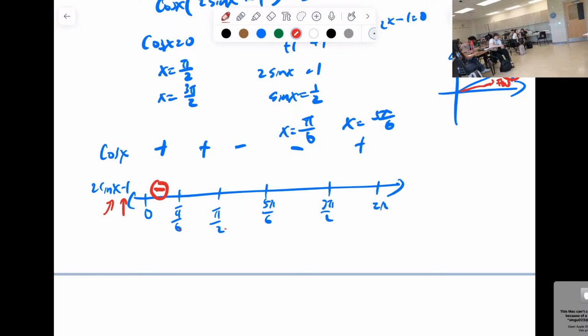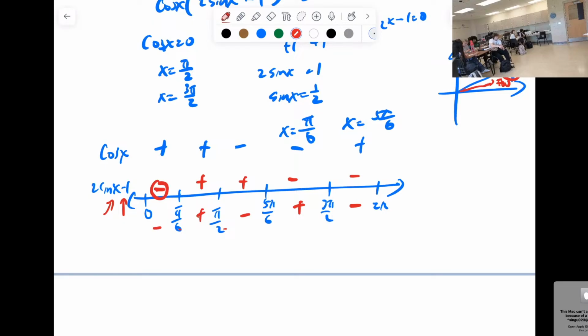How about pi over 6 to pi over 2? Well, pi over 6 gives 1/2. So we can plug in, let's say, pi over 4. If I plug in pi over 4, then it'll be square root 2 minus 1. That's positive. That's also positive. You can plug in pi here. That's going to give you negative. Negative, and that's it. So it's going to be negative, positive, negative, positive, negative.